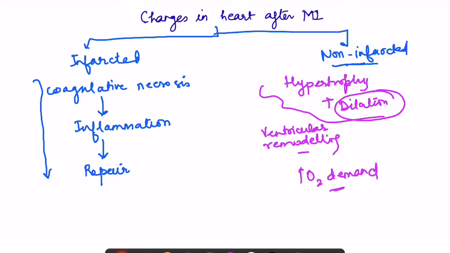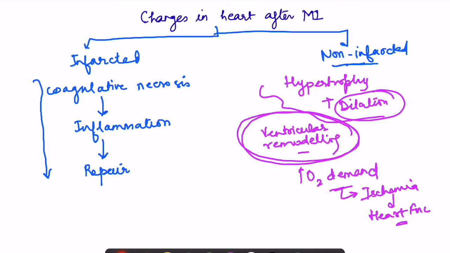See, they are working more, but because of dilation, they are not able to build up pressure within the ventricle. So for the same pressure development, they have to work more. Okay, so there is increased oxygen demand, and hence it leads to ischemia to this region as well, and this leads to decrease in the heart function ultimately. Okay, so this can lead to heart failure. So it is very important to intervene in this stage of ventricular remodeling so that it doesn't go over the top and becomes harmful for the heart.